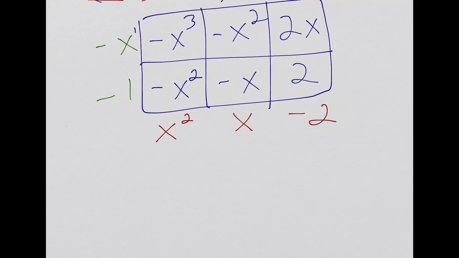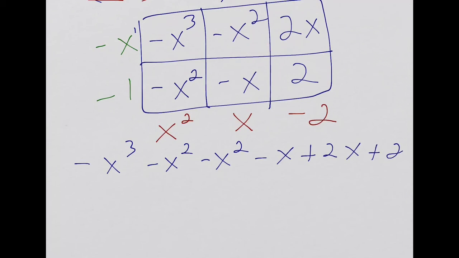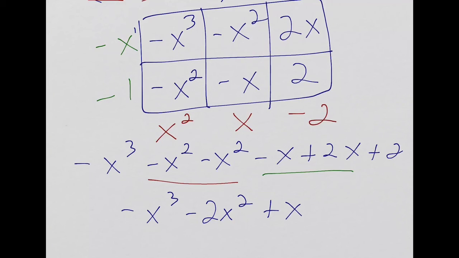The final step is to combine like terms. So if I have negative x cubed minus x squared minus x squared minus x plus 2x plus 2, I see that there are two separate x squared terms, and there are two x terms. So when I combine them, I get negative x cubed minus 2x squared plus x plus 2. And that's my final answer.